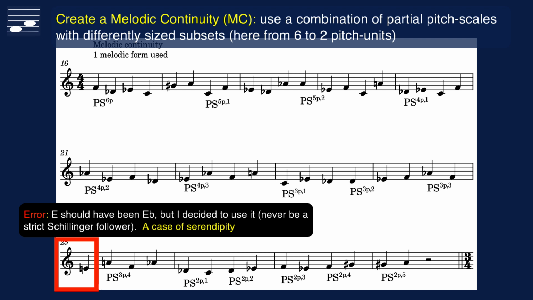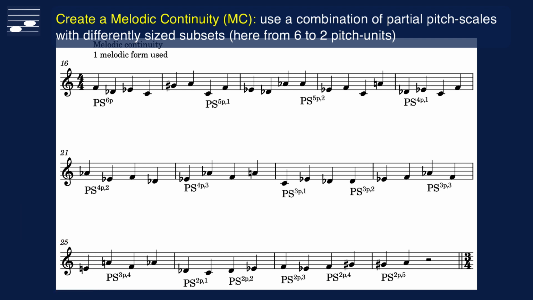And here is the obligatory and inevitable error that happens in all my videos. The E natural should have been E flat, but I liked it and decided to benefit from this case of serendipity. It also proves that I appreciate the Schillinger system potential, but I am not a blind follower of his methods, and instead use personal taste and preferences.